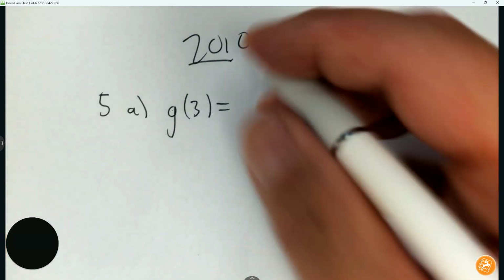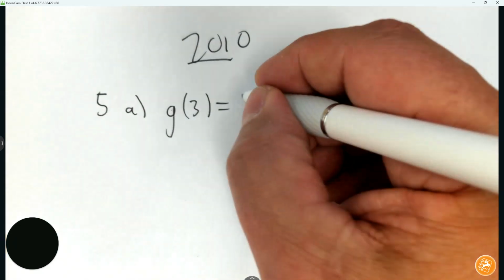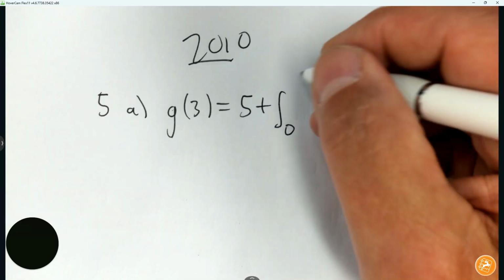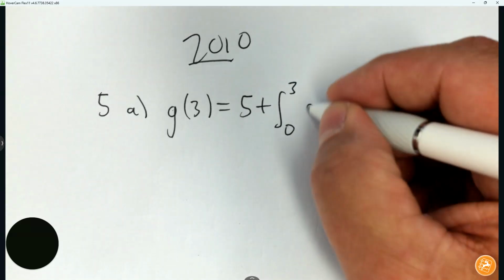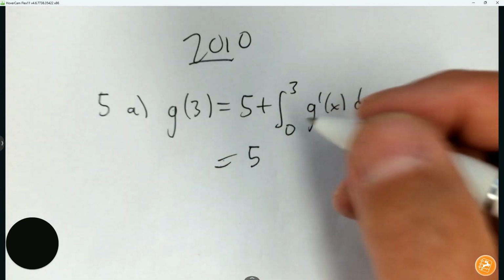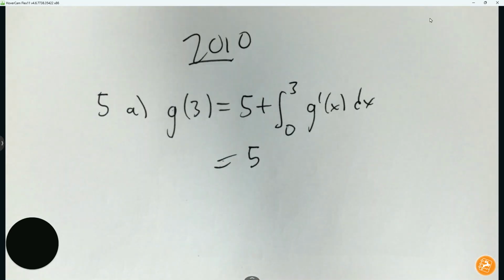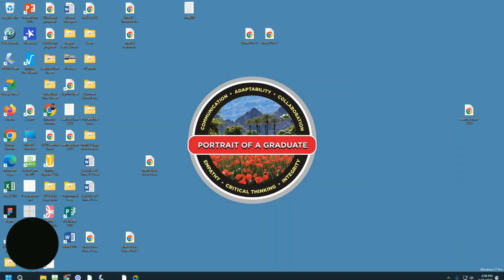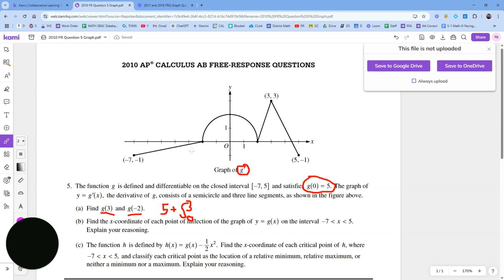So number 5, we said the setup. We start with 5, and then we integrate the derivative from 0 to what I'm looking for. So the first one was 3. So there's the setup. Now, off the graph, I need to find the area from 0 to 3. So if I look from 0 to 3, what do I see? So that's 0 to 3.